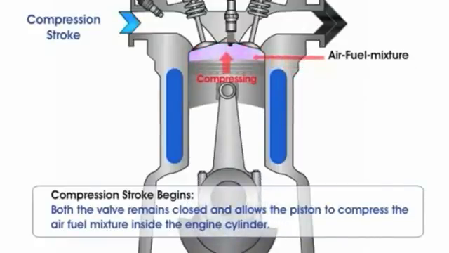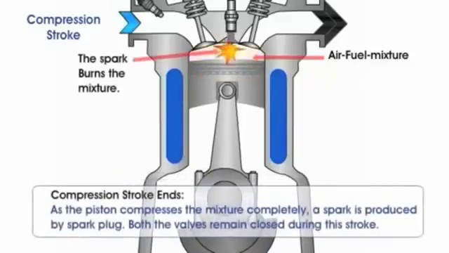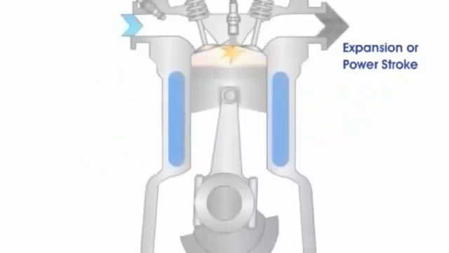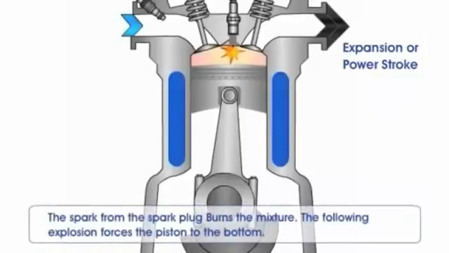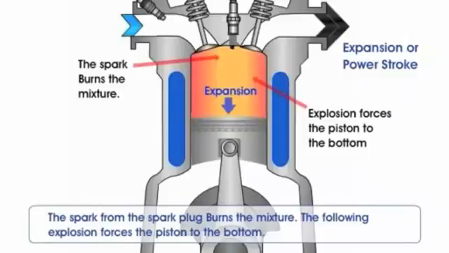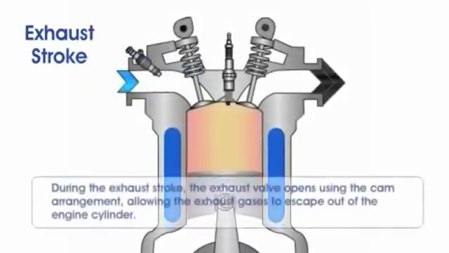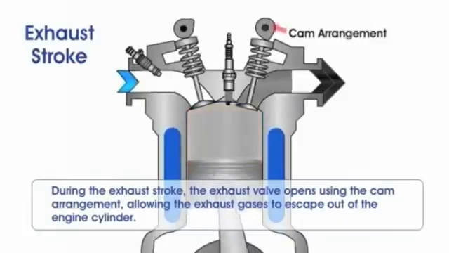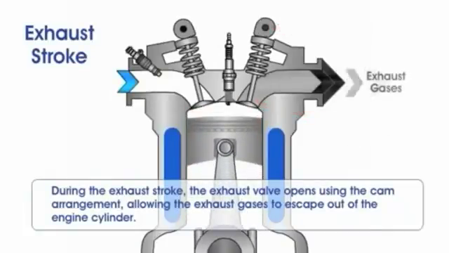Now that it is compressed, it is ready for the explosion. The spark plug ignites, forcing the piston back down. The piston gets forced down here when the explosion happens, as you can see, and turns the crankshaft at the bottom. Now, the piston goes back up, and as the valve opens, it pushes all the exhaust gases out.